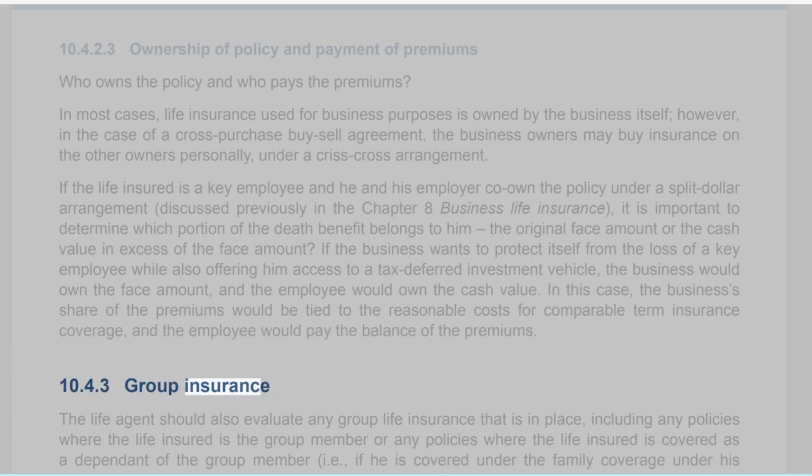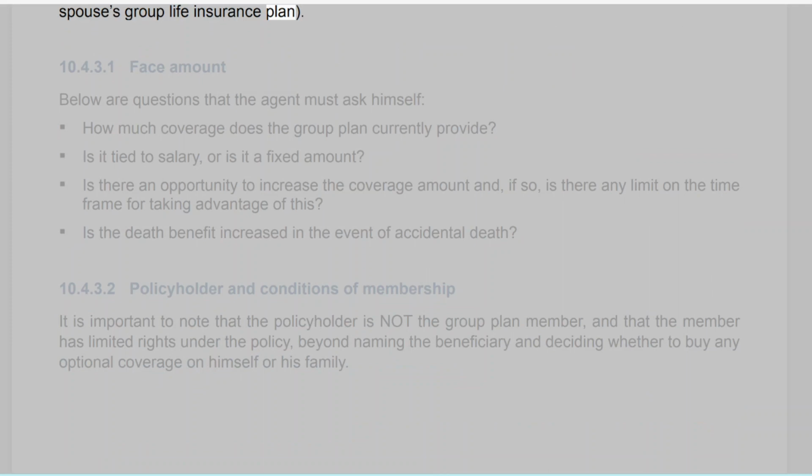10.4.3 Group Insurance. The life agent should also evaluate any group life insurance that is in place, including any policies where the life insured is the group member or any policies where the life insured is covered as a dependent of the group member, i.e., if he is covered under the family coverage under his spouse's group life insurance plan.